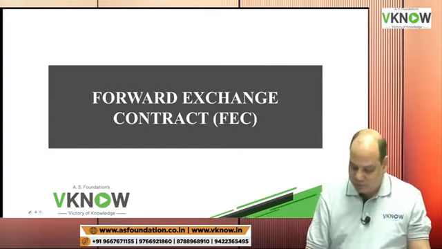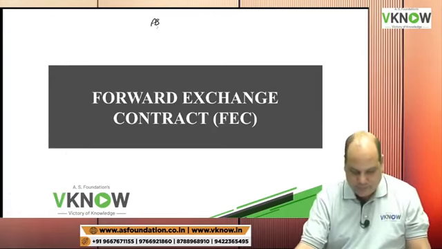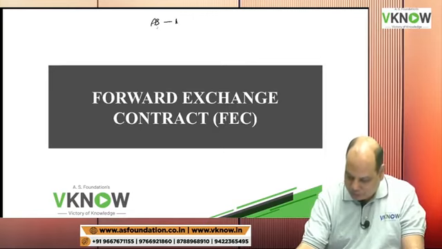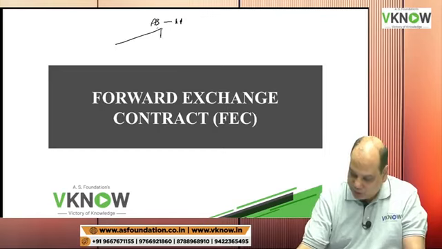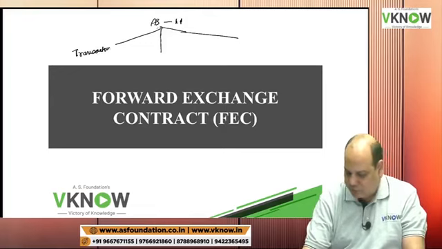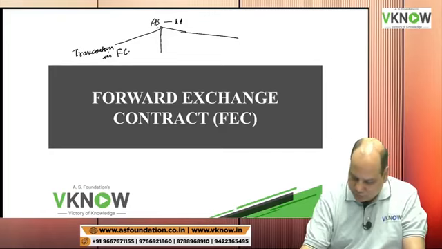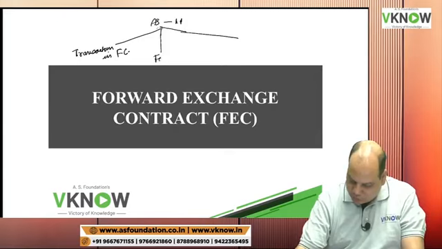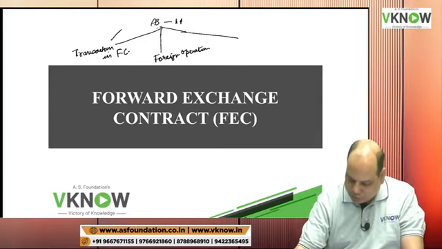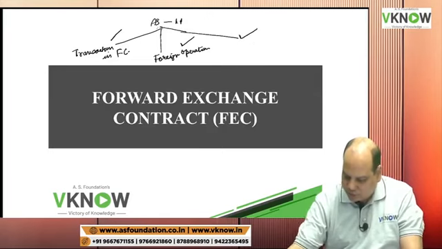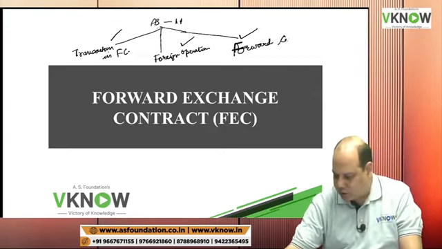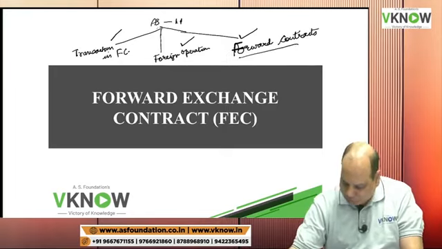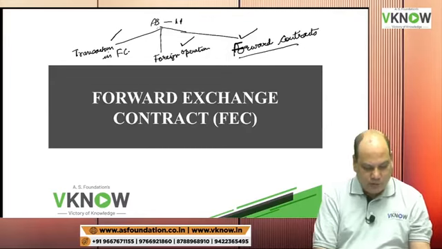Let us come to AS11. AS11 has three parts. First part was transaction in foreign currency. Then second part was translation of financial statement of foreign operations. These two parts we have covered. And now the third part is forward contracts. So everybody please come to the third part now.